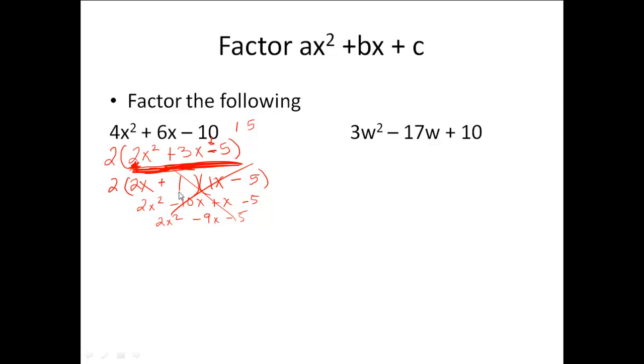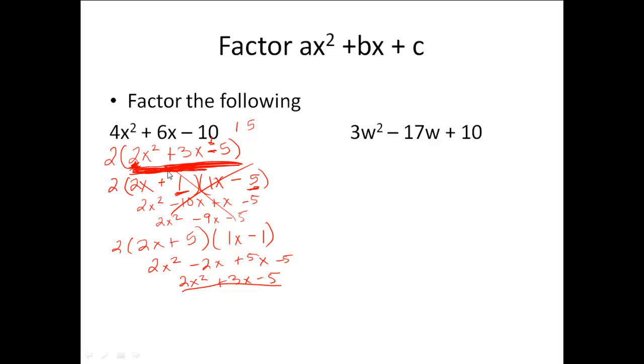What I'm going to do is flip-flop my 1 and my 5 around. So I'm going to have 2x plus 5 and the 1x minus 1. I'm going to FOIL them again to check to see if this way works. So I'll have 2x squared minus 2x plus 5x minus 5. Combine those like terms. And I had 2x squared plus 3x minus 5, which we got it.